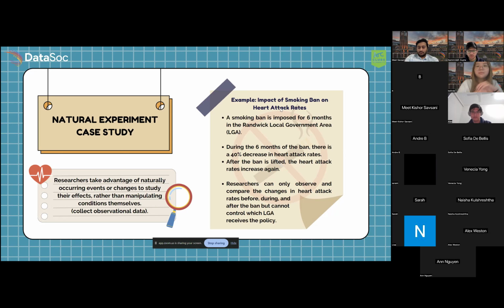Let's say there is a smoking ban in the Randwick local government area for 6 weeks. And then during the 6 weeks, we can see there is a 40% decrease in heart attack rate. However, it goes up again once the ban is lifted. Here, as researchers, we can observe and compare the changes in heart attack rates before, during, and after. However, we cannot choose which suburb we want the ban to be in. Like, we cannot say, I want it to be in Parramatta instead. No, we can only observe the effect on Randwick because that's what is being imposed by the government.